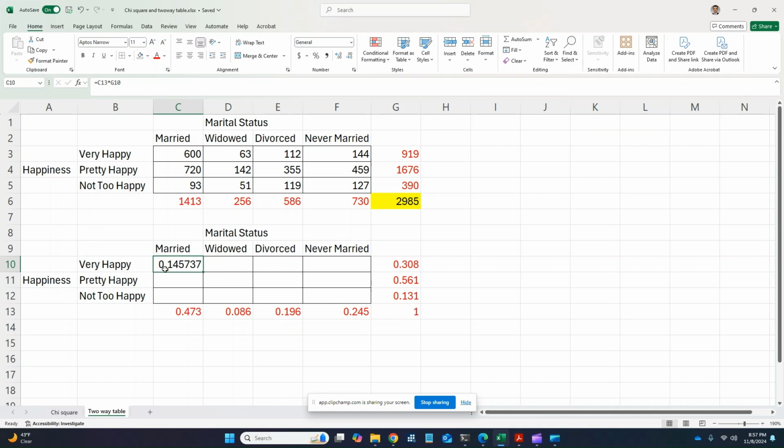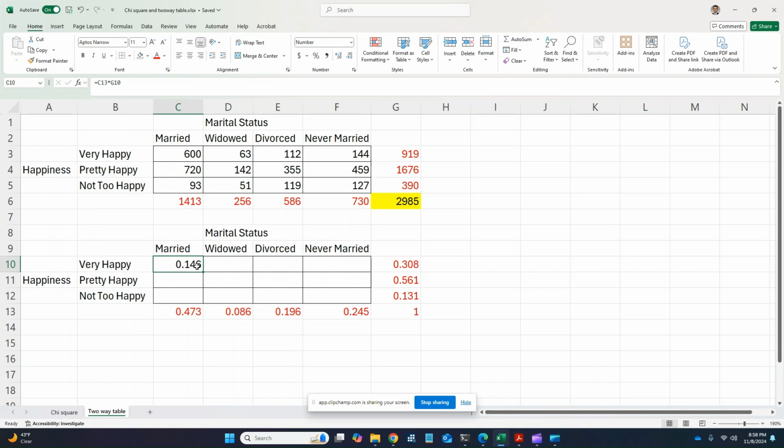That means if these two events are independent, we expect that the proportion of married and very happy people is 0.146. That means 14.6% of people, we expect them to be married and very happy if these two variables are independent. Now I have to calculate the same for all these cells.